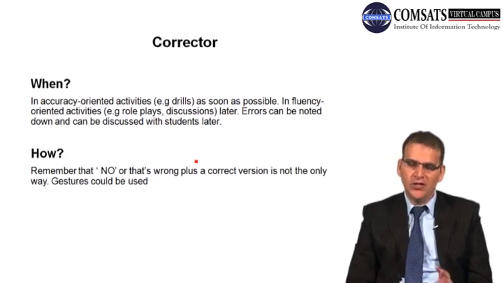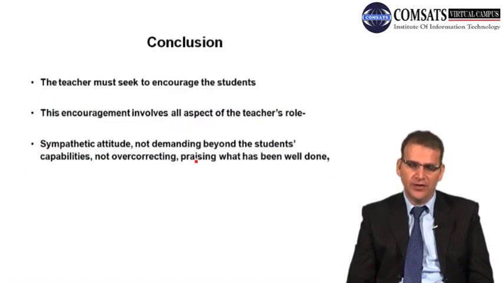How? Remember that saying "no" or "that's wrong" plus a correct version is not the only way. Gestures could be used, right? When the teacher is a corrector, it's very important, because simply saying no might demotivate the students. Again, "no" plus the correct version is not the only way. Gestures could be used. Your body language, your paralanguage, can be used to correct, in fact. So dear students, that is how to correct.